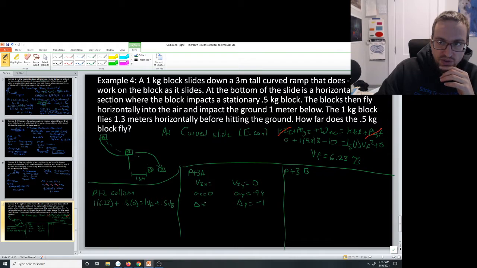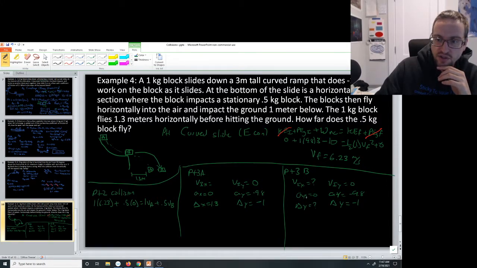And change in X for A is given. It's 1.3. We do the same for part B, right? V initial X also unknown. V initial Y still 0. AY equals negative 9.8. And change in Y equals negative 1. AX equals 0. But here's the problem. Change in X is also unknown. So the fact that I have one more piece of information in part 3A means I should probably do it here.